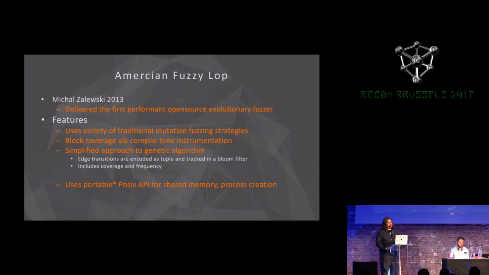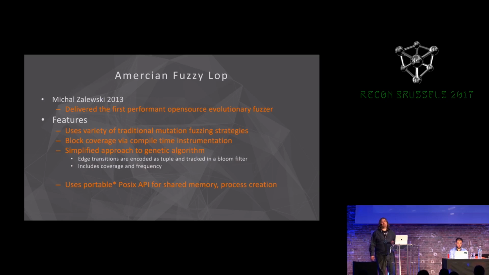So in 2013, Michael Zalewski, who's contributed a lot of great stuff to our industry, produced the first performant open source evolutionary fuzzer called American Fuzzy Lop. It uses a pretty comprehensive list of fuzzing strategies, whether it's bit flipping, byte flipping, DWORD flipping, and so on, crossovers, and various types of mutation.